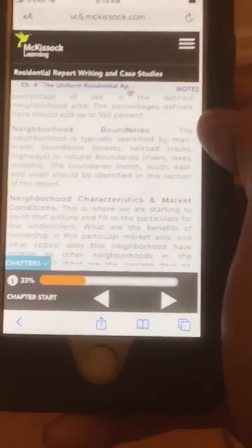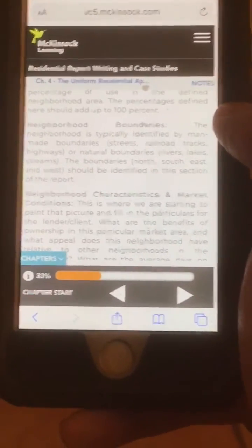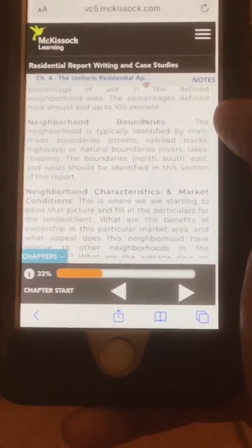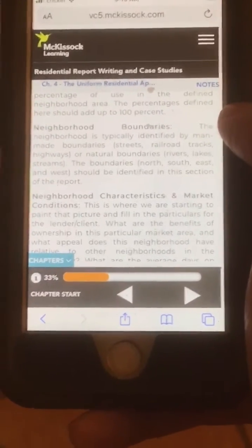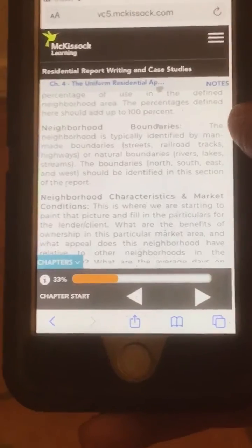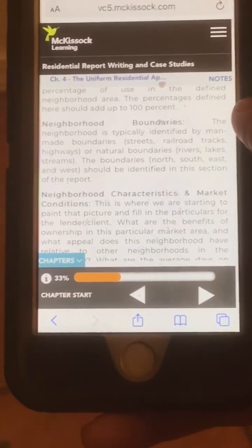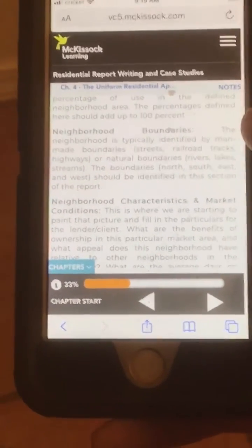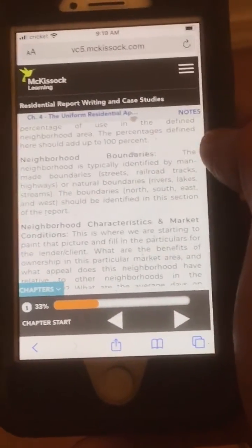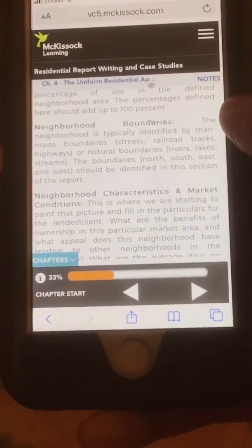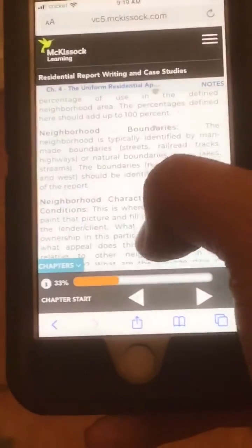Neighborhood boundaries. The neighborhood is typically identified by man-made boundaries, streets, railroad tracks, highways, or natural boundaries such as rivers, lakes, or streams. The boundaries north, south, east, and west should be identified in this section of the report.